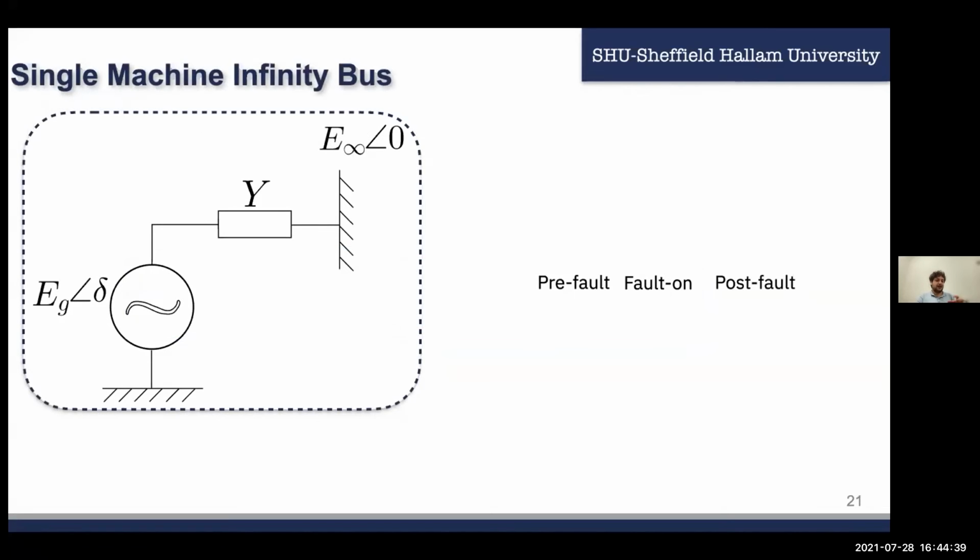Now I show here the easiest example that I can imagine: one machine connected to an infinite bus. The infinite bus represents a very large power system. It's similar to connecting a very small motor to your power outlet. This is not going to affect the stability. So the stability of your machine can be unstable, but the overall system cannot be.